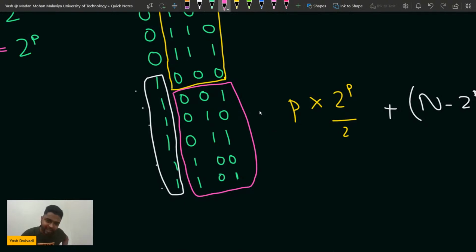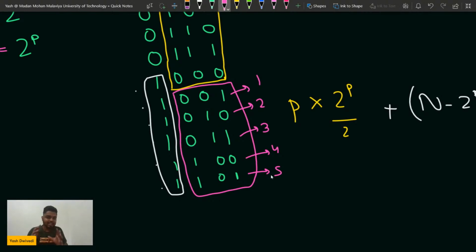If you see, this is nothing but 001, so this is 1. This is 010, so this is nothing but 2. If you see this pattern, please write pat in the chat. This is nothing but 3. This is nothing but 4. And this is nothing but 5, right?